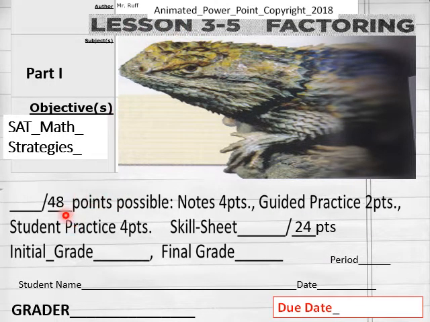In 3.5, we have 48 points of notes to take, and a skill sheet at the end of this lesson for 24 points. The solutions to that would be available with a solution.